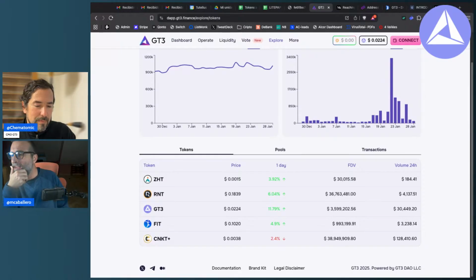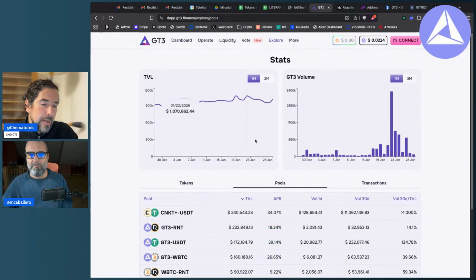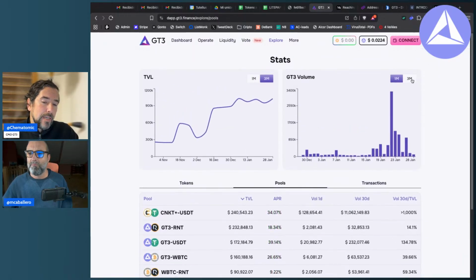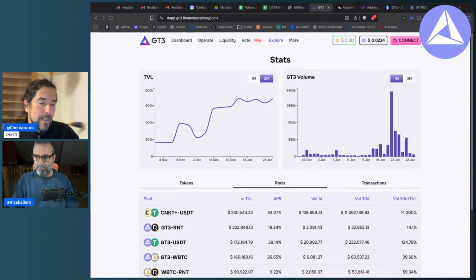Ruben asks, what metrics should a beginner watch to know if GT3 is actually growing in a healthy way? Well, I think we said that already. TVL is definitely the one you need to look at. TVL means total value locked, the value in dollars of the tokens available in the pools, because it's a place for people to swap. It shows how deep the liquidity available on the market is.